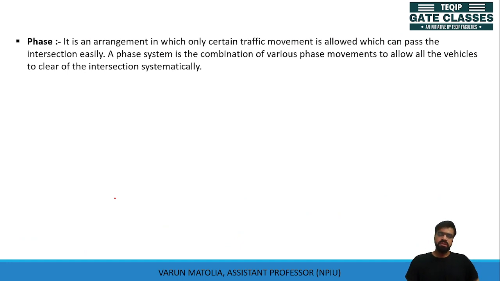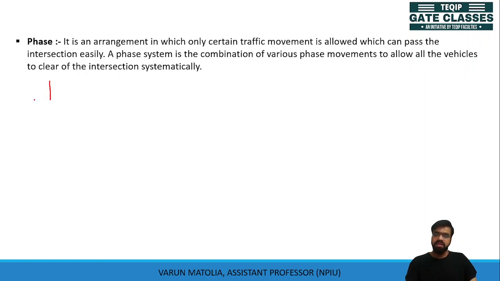What are phases? We are talking about the movement of vehicles on the road. A phase is an arrangement in which only certain traffic movements are allowed, which can pass through the intersection easily without any conflict. A phase system is a combination of various phase movements to allow all the vehicles to clear off the intersection systematically. Let us see one phase system, sorry, two phase system.